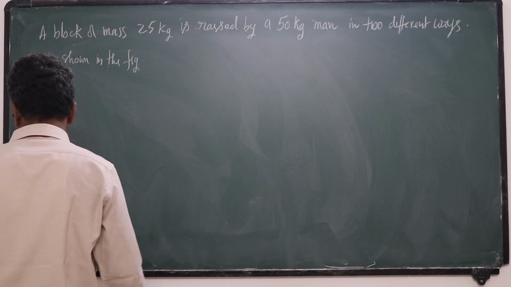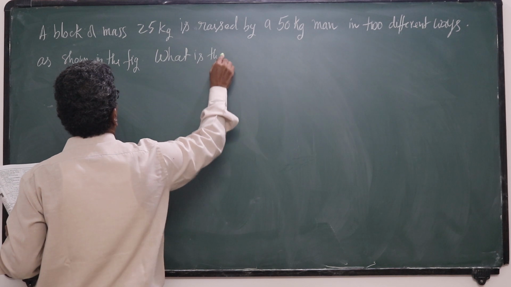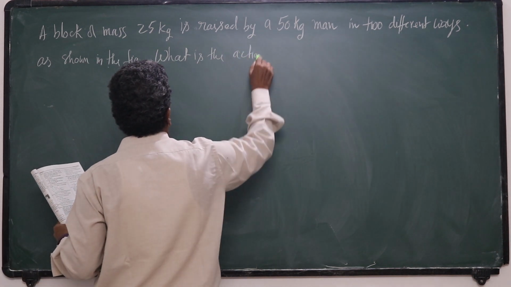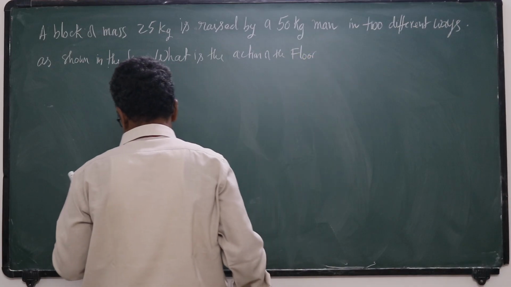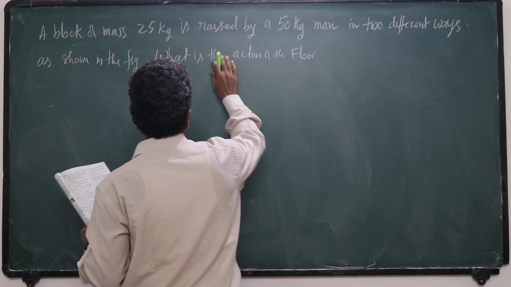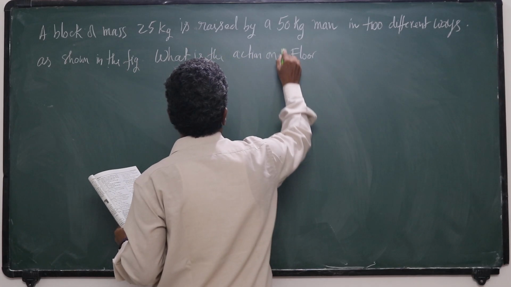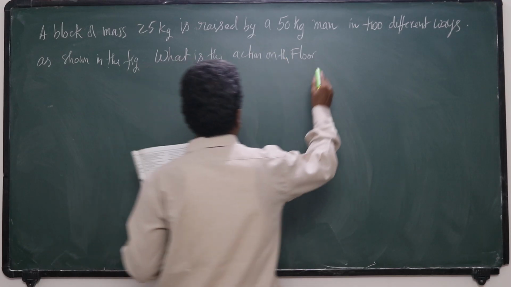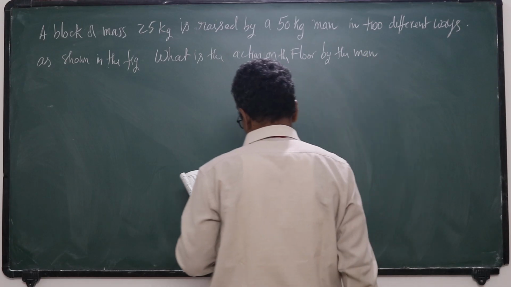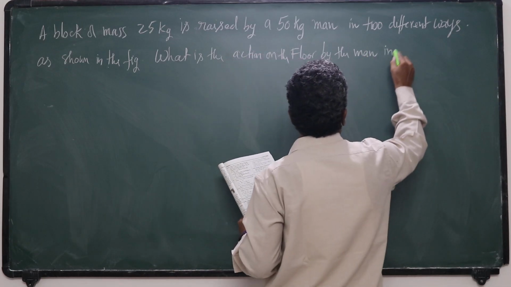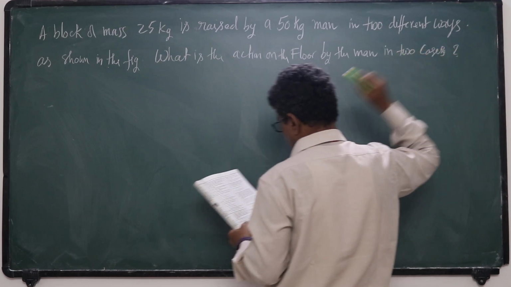Okay. What is the action of the floor? What is the action on the floor? On the floor by the man, in two cases. So that is the question number 1.